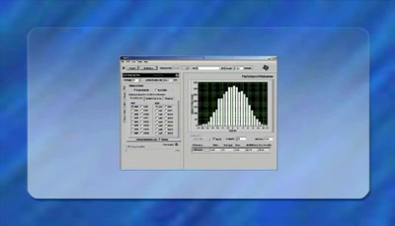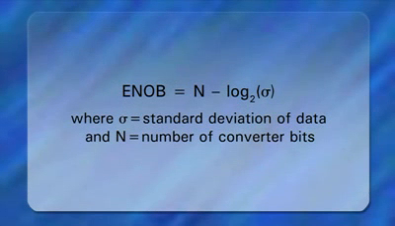This is how the histogram helps us out. If you take the data from this histogram and calculate the data's standard deviation, the ENOB is equal to the number of converter bits minus log base 2 of the standard deviation of the data. Log base 2 conveniently converts the standard deviation into bits.